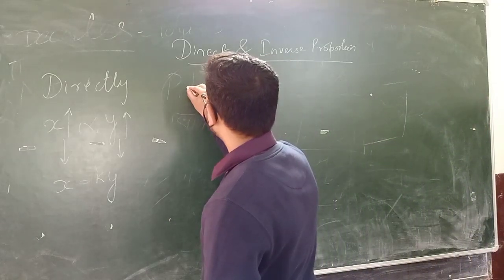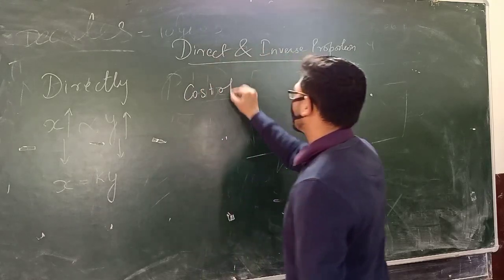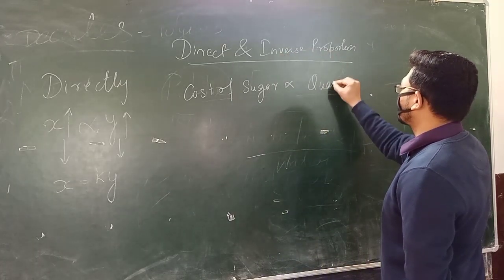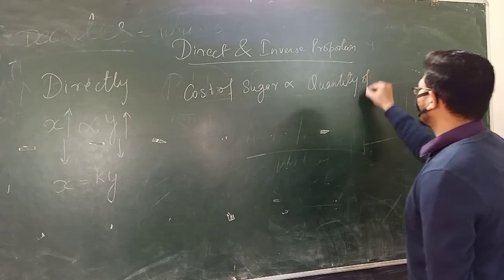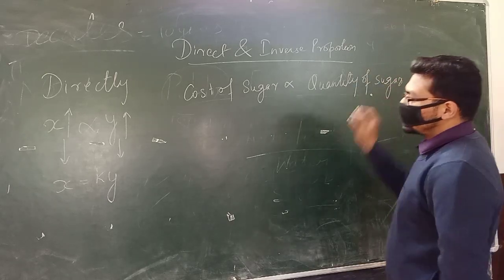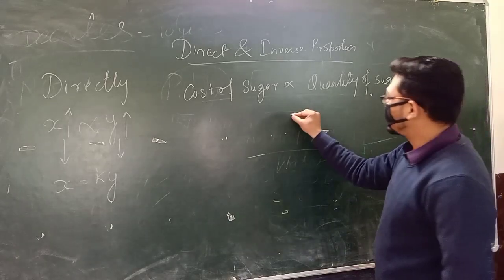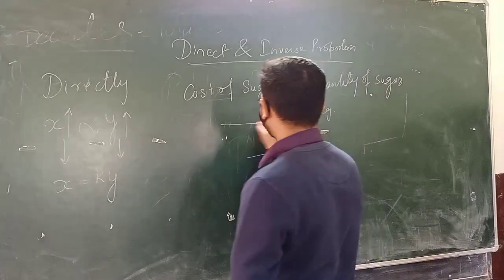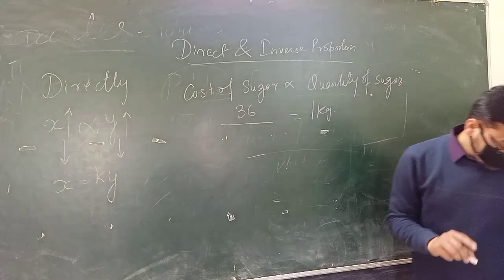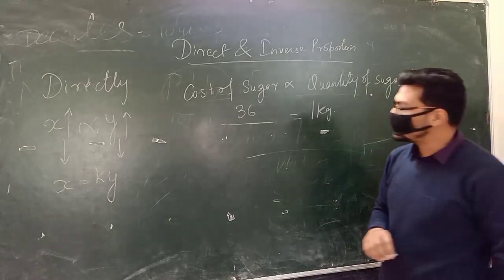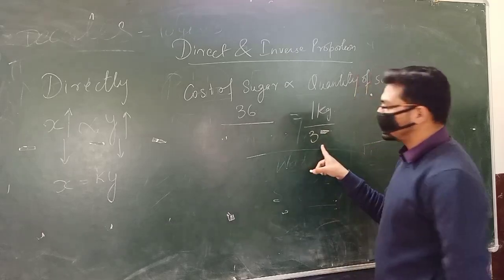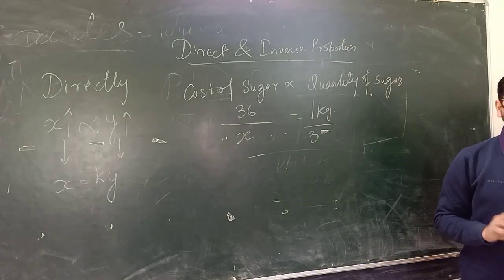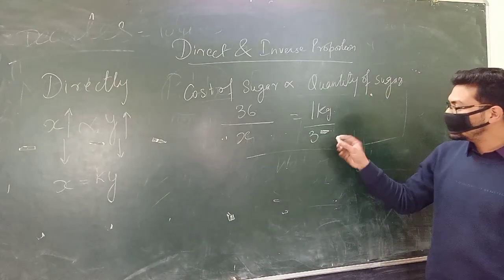So I will write it here, cost of sugar is directly proportional to quantity of sugar, right? So in the first case, quantity is 1 kg, and the corresponding cost is 36 rupees. Then the question asks, what would be the cost of 3 kg of sugar? Let's say x rupees is the cost of 3 kg of sugar. Any doubt?